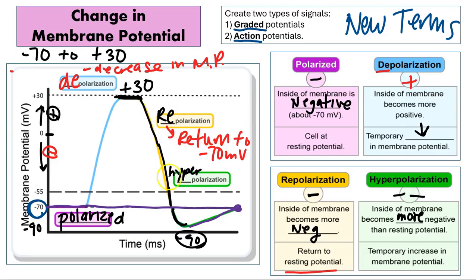And then hyperpolarization means you go beyond the resting membrane potential. You get even more negative, so you increase the membrane potential to create hyperpolarization, until you finally go back to -70 millivolts, which is at rest. So now we have the terminology.